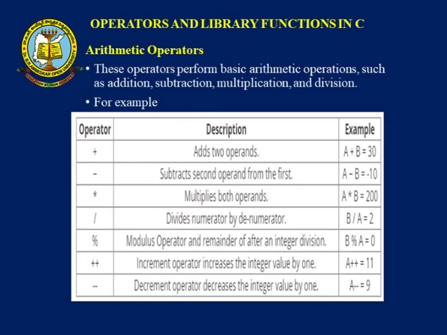Another ones are increment and decrement operators. I told you already, these are unary operators. You can see the examples, A plus plus, A minus minus. That is working on a single operand, which is why they are called unary operators. These are the examples for the arithmetic operators.